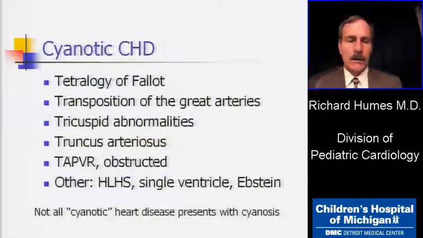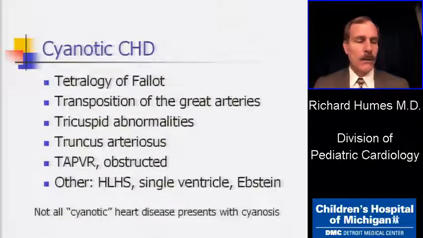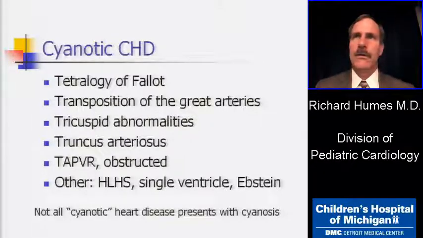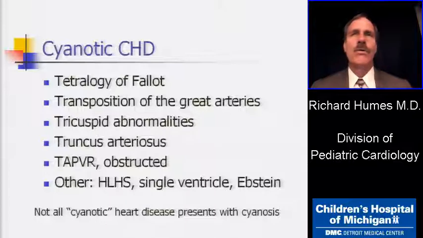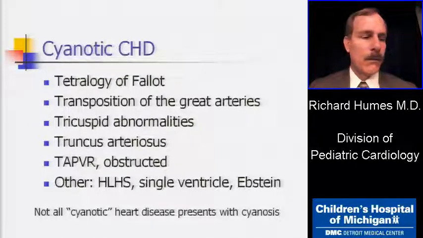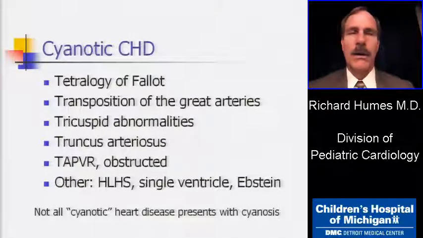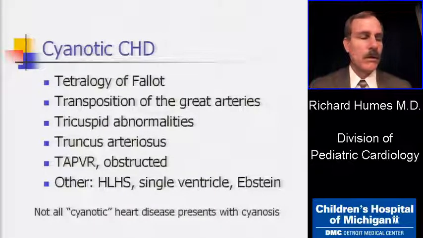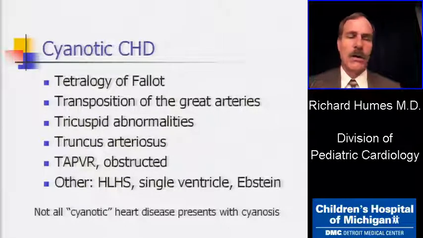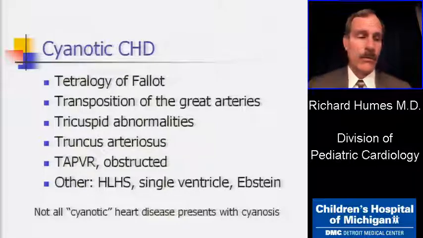Now, the cyanotic congenital heart diseases that we encounter are often taught to remember people because they all start with the letter T. That's not entirely true, so you want to be a little bit cautious of that, but the boards like that little mnemonic, so you want to know the ones that start with T. Those are tetralogy, transposition, tricuspid abnormalities such as tricuspid atresia, truncus arteriosus, and total anomalous pulmonary venous return, particularly obstructed total anomalous pulmonary venous return.